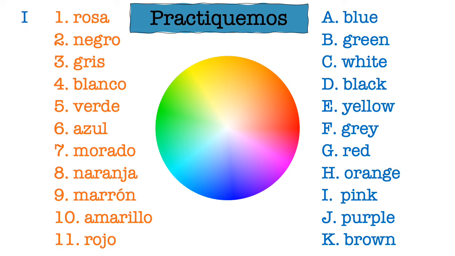Rosa is pink, so I. Negro, black, so that one's D. Gris, grey, so F. Blanco, white, or C. Verde, green, so that one's B. Azul, blue, so that one goes to A. Morado is purple, which is J. Naranja is orange, which is H. Marrón is brown, which goes to K. Amarillo is yellow, so that one goes to E. And finally, rojo, which is red, goes to G.